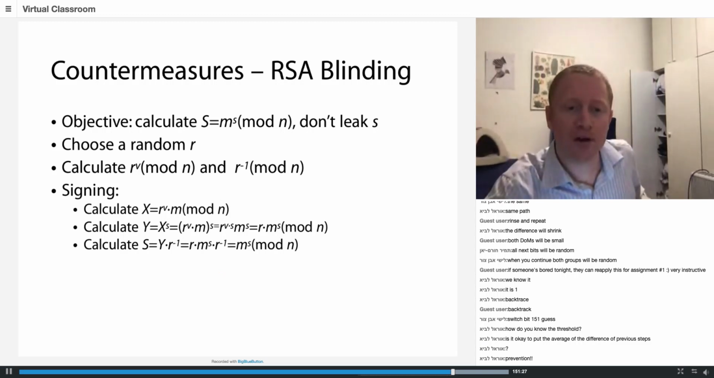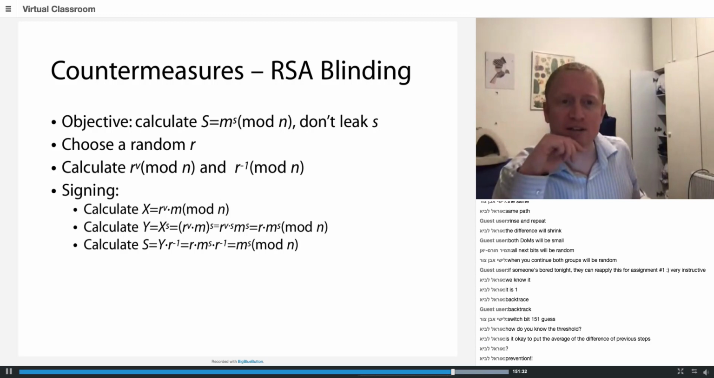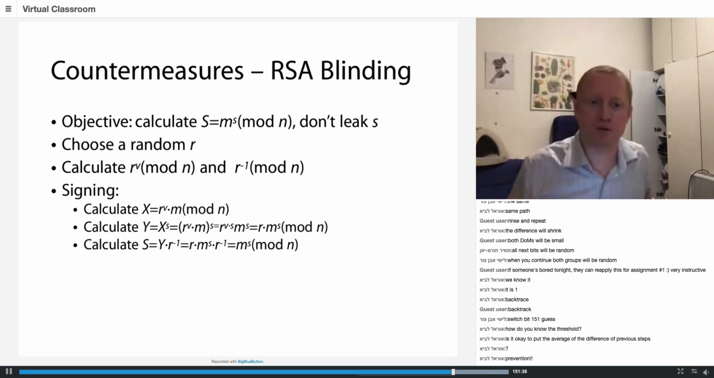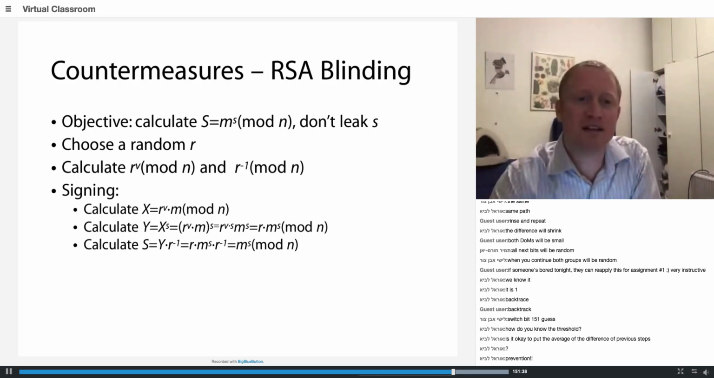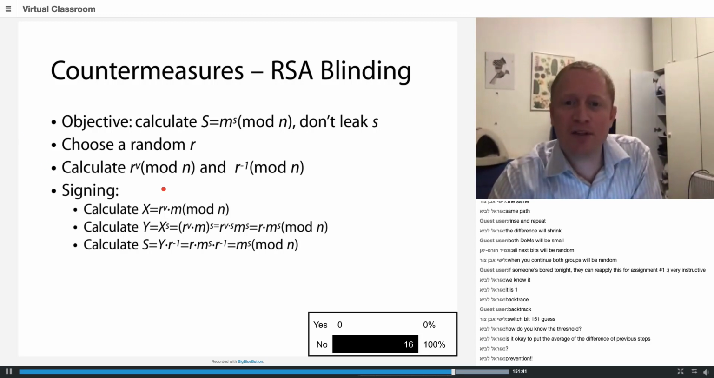And how does this work? Who here has seen RSA Blinding before? Did anybody see RSA Blinding in the past? No, so I'm happy to show it to you. It's a fascinating idea. The idea is I want to calculate m to the power of s modulo n, and I don't want to leak s.